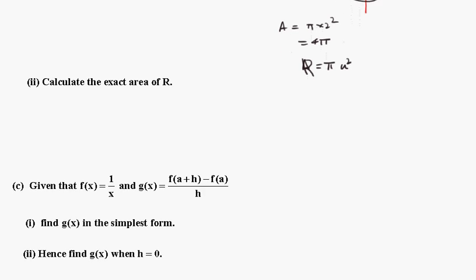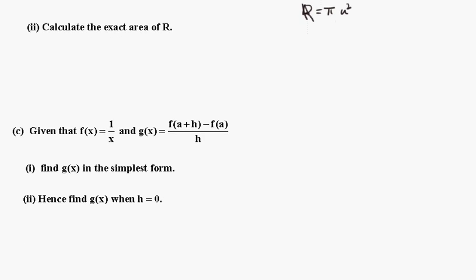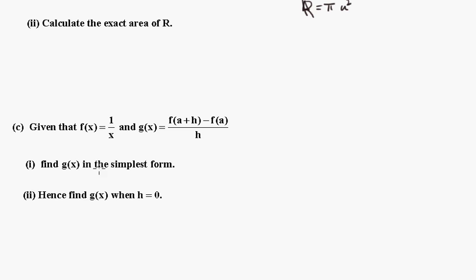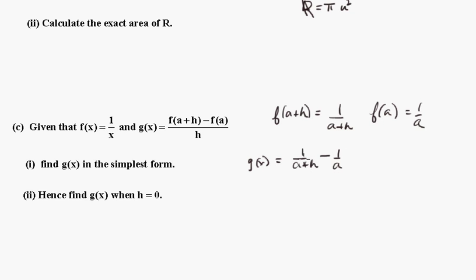Okay, right, continuing on here. Given this, so we're going to find g(x) in the simplest form is first of all work out what function a plus h is. So function a plus h is equal to 1 over a plus h. So g(x) will be equal to 1 over a plus h minus, so just 1 on a, so function a is 1 on a, it's h there.